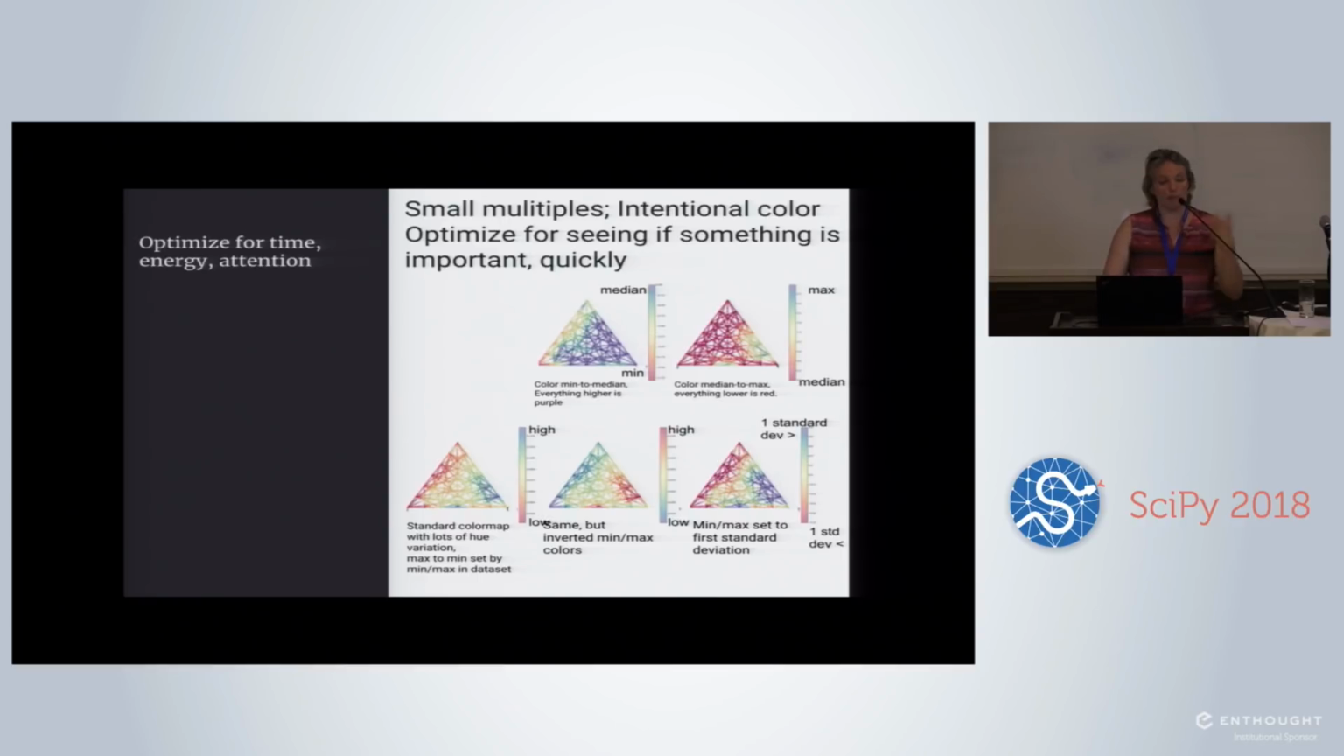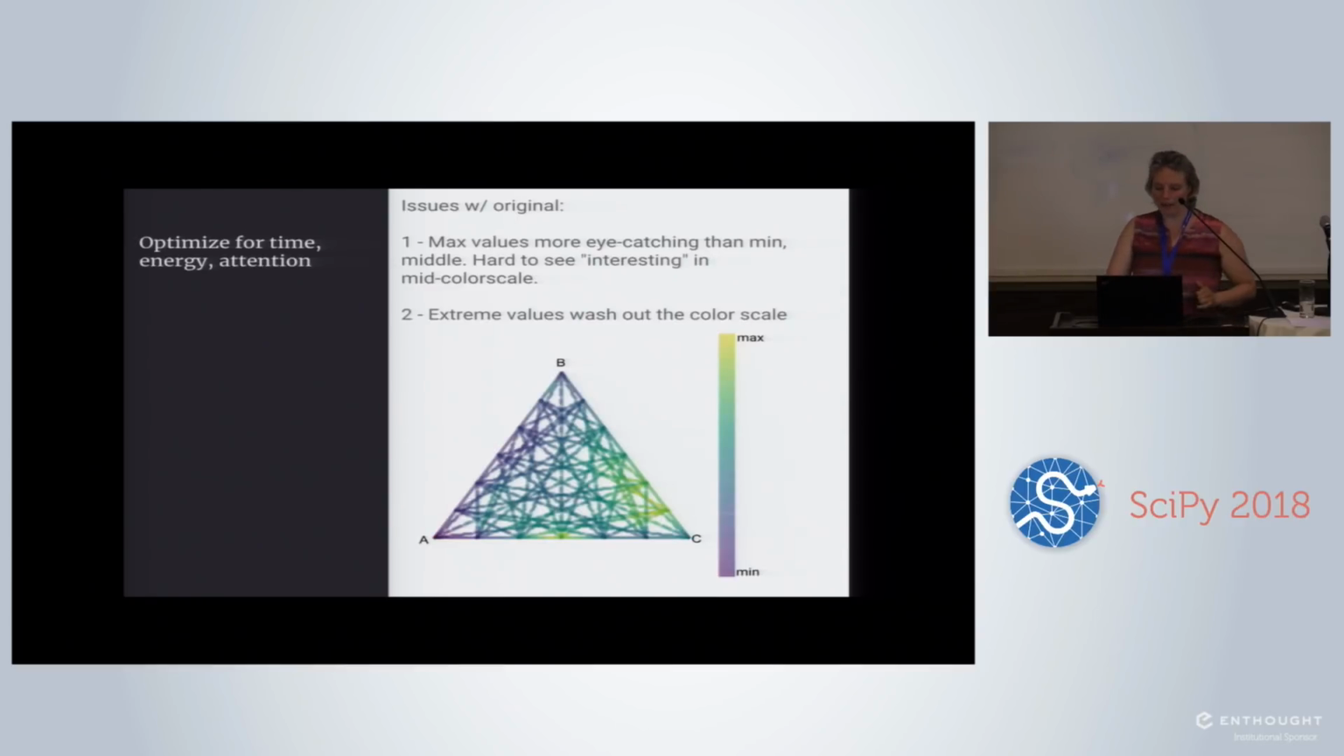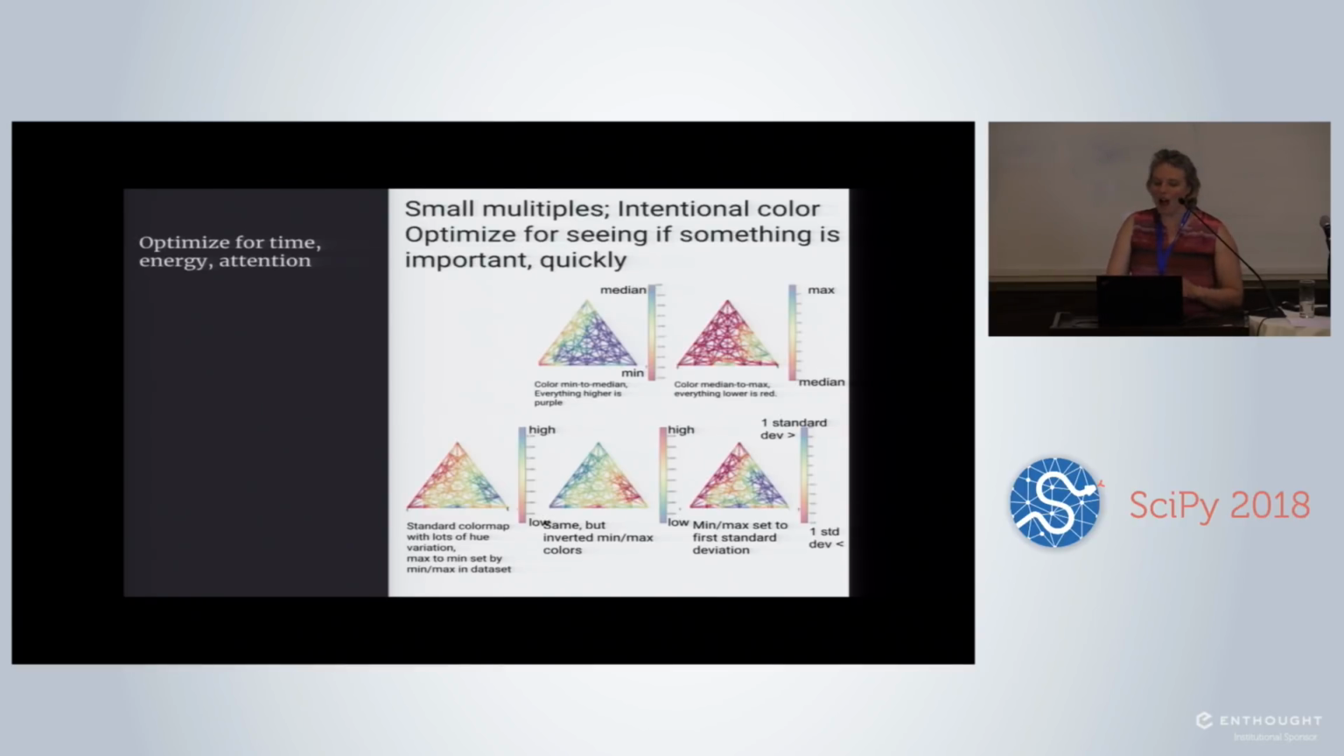So instead, we switched to small multiples. So instead of 1 triangle, we now look at 5 triangles. We have an intentional color. We also have a fallback for color confusion, so we have a different color map we can use for people that need that. And we optimize for seeing something important quickly. So these each have a different mapping. We have high to low, low to high, just within the first standard deviation, median to min, and max to median.